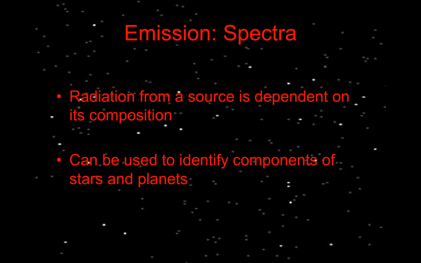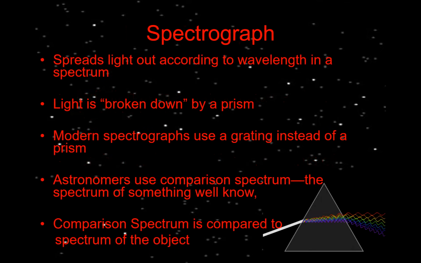So when we look at emission, one of the things we can do is take the light from an object which is emitting radiation and break it down in very much the way that Newton was, but far more accurately than Newton did with his prism. If we do that, we can actually identify the components of the particular object which is emitting the light. And we call this a spectrum.